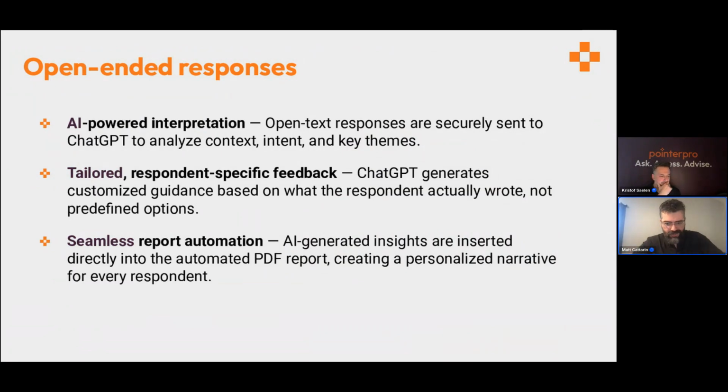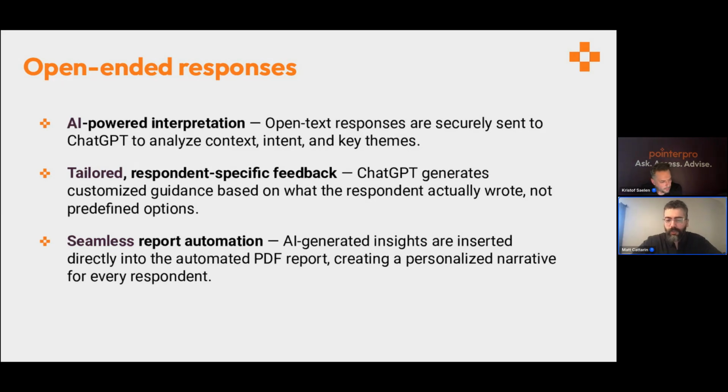Previously, without this AI functionality, the Pointerpro platform had no real way to read through open-ended responses and use them to deliver very particular feedback, right? But that now has all changed, right? Open-ended responses now can be securely sent to ChatGPT, which quickly analyzes the context, the intent, the key themes, and then generates customized feedback and guidance based off of the actual response. Again, instead of predetermined and logic-based options that were built within the report. Remember, the name of the game here with our system is automation, of course, right? So this newly generated AI feedback is inserted directly into your automated PDF report.